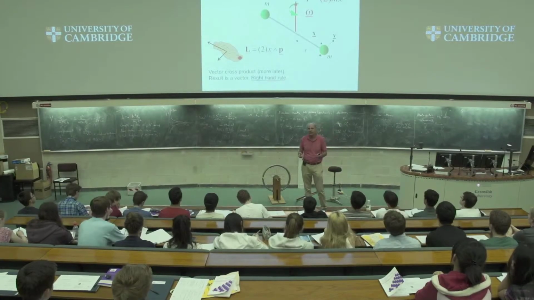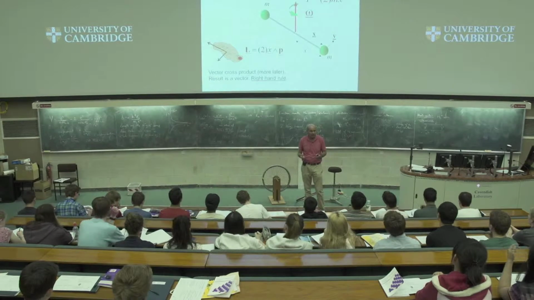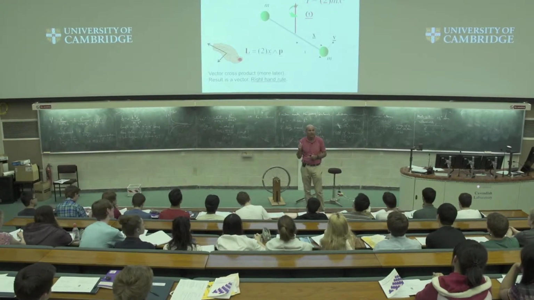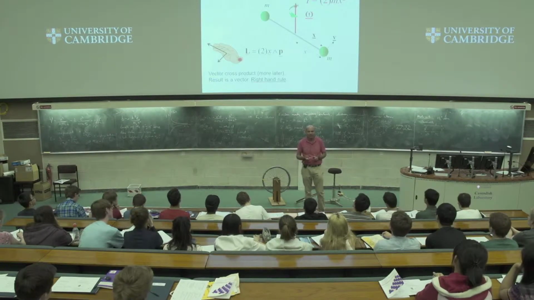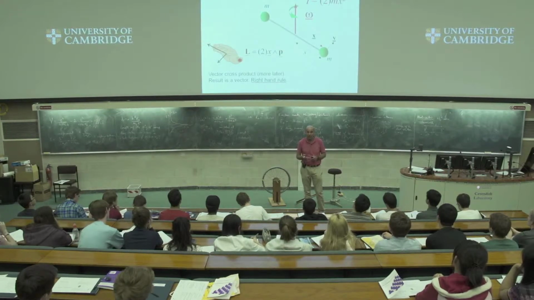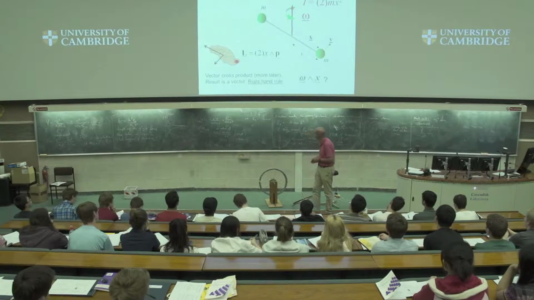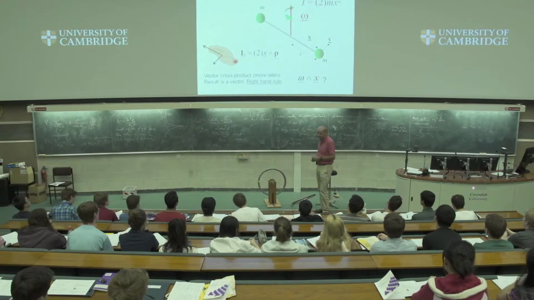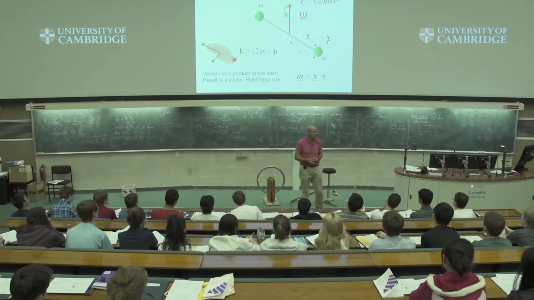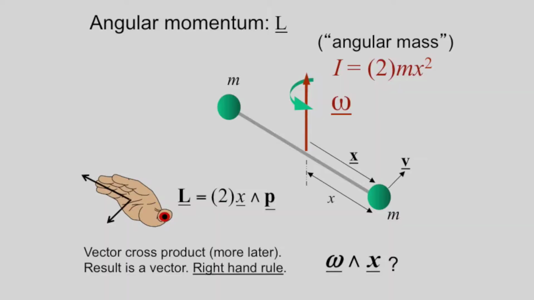There turn out to be 3 ways you can multiply vectors together. This is the second way, and the first way you may have met already being the dot product, where the answer is a number rather than a vector. Where does the vector omega cross x point? Yes? The direction of v, exactly.